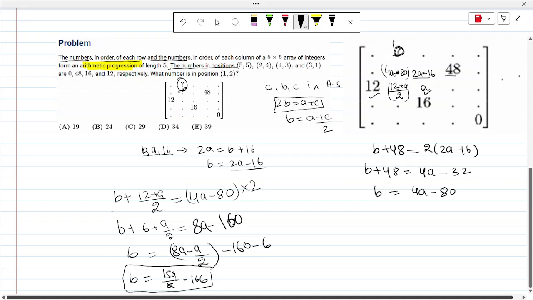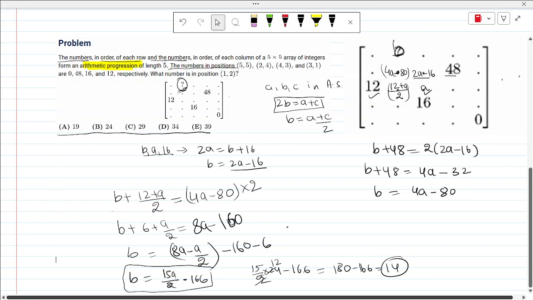So what we can write, if we write 24, so 15 by 2 multiplied by 24 minus 166, so 12 times 15 is 180 minus 166, so it becomes 14. So it could be 14, but 14 is not in the options. So the next we can try is 26, right?